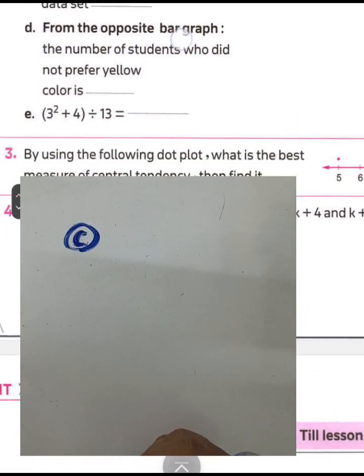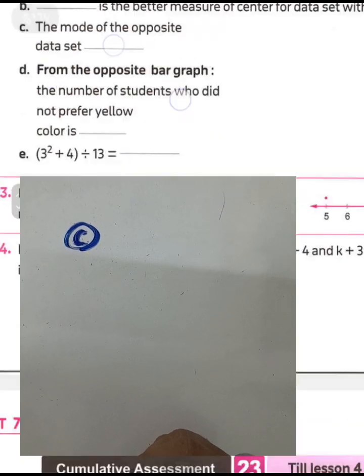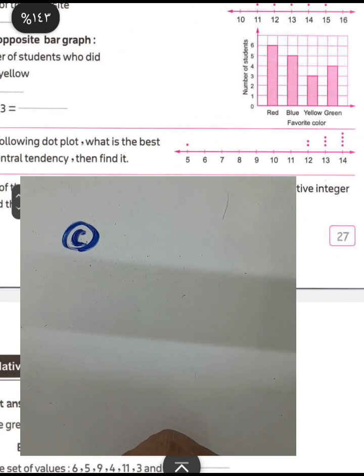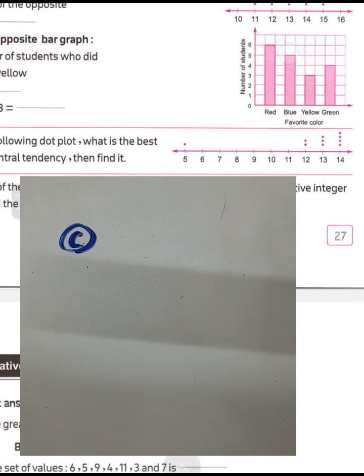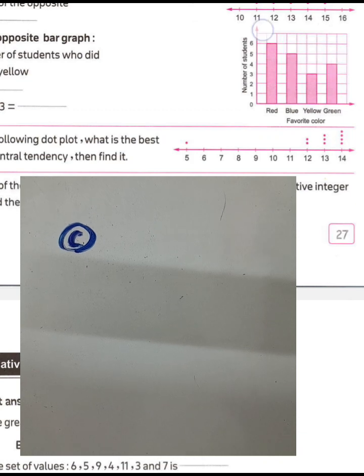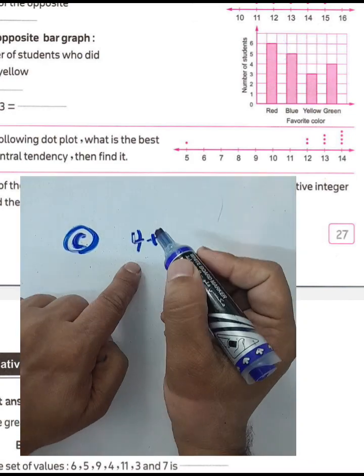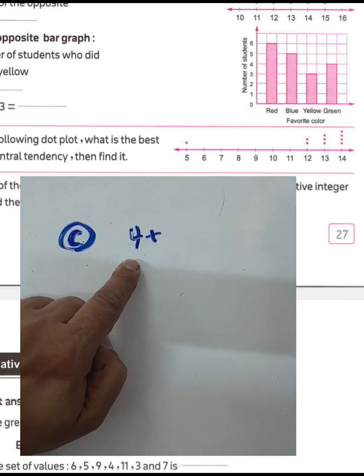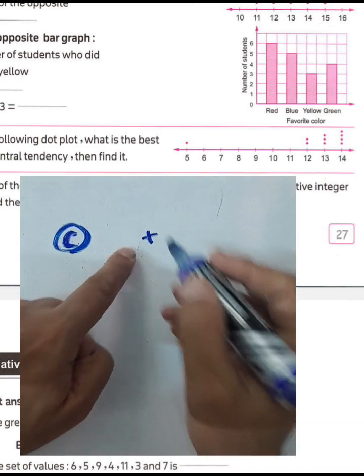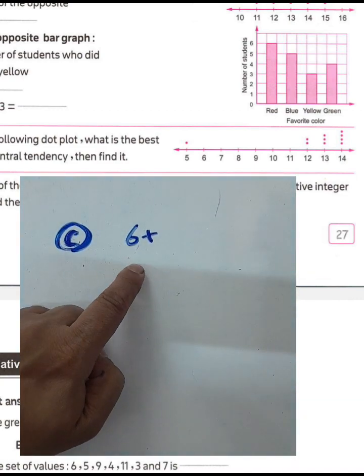Question letter D. From the opposite bar graph, how many students didn't prefer yellow color? We can add 6 plus 5 plus 4. Because we have 4 students who like green. I will write the number of students who like red, which was 6. Okay, 6 students like red, and the blue was 5.